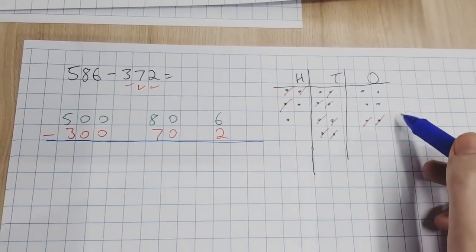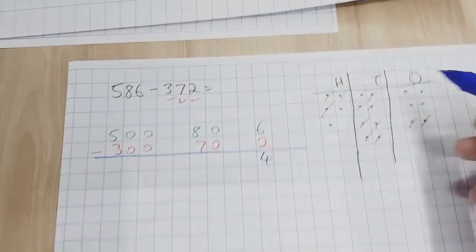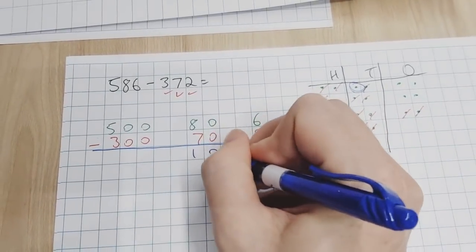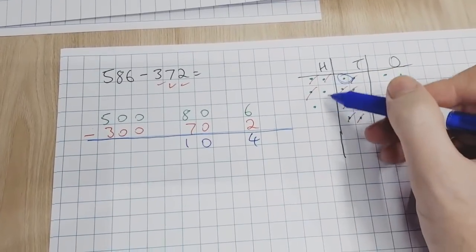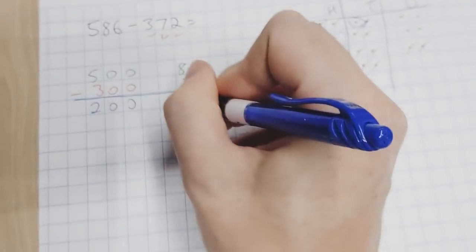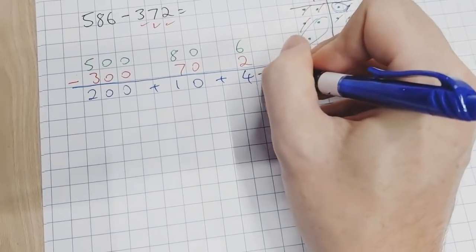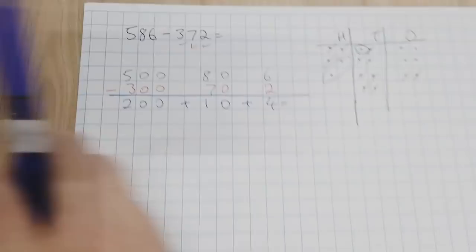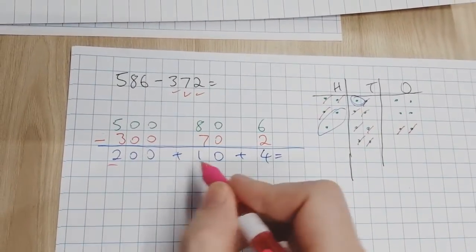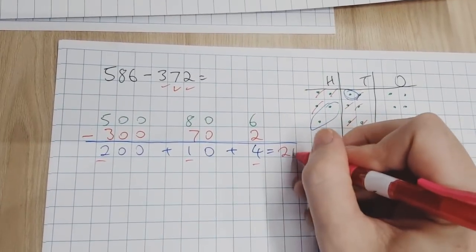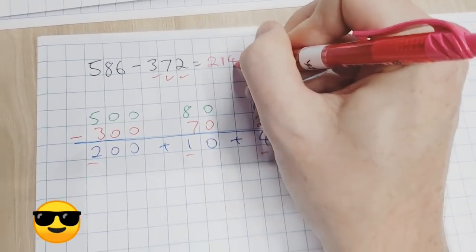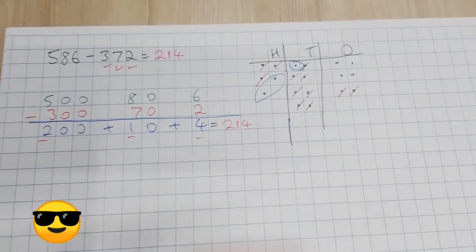Wow, 6 take 2. It's 4. 80 take 70. I've got 10 left. 500 take 300. I've got those 2 left. So I've got 200. Put my add signs in between because I need to add them together. And that will be 200, 10 and 4, 214. That looks about right to me.